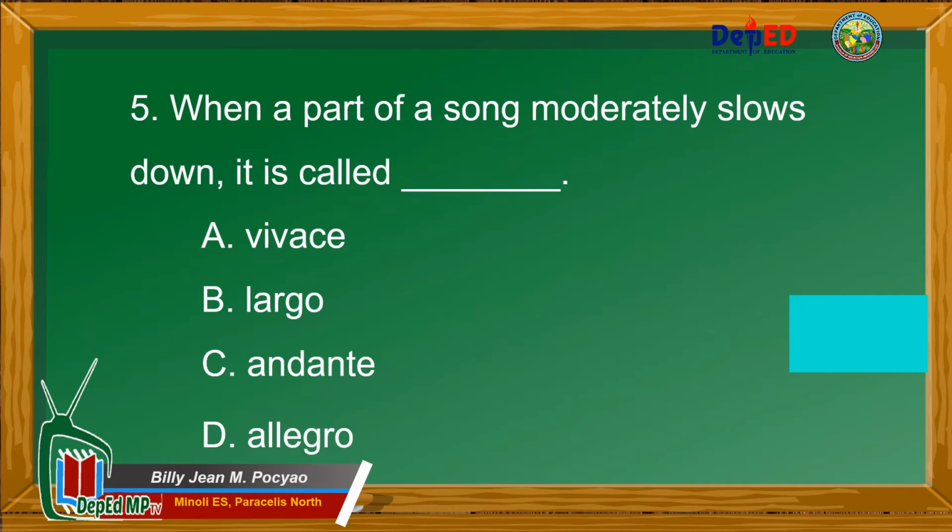Number 5. When a part of a song moderately slows down, it is called letter A. Vivace. Letter B. Largo. Letter C. Andante. Letter D. Allegro. The correct answer is letter C.